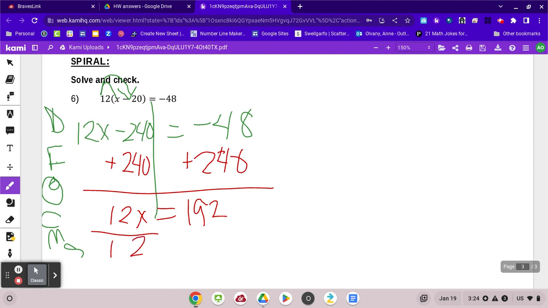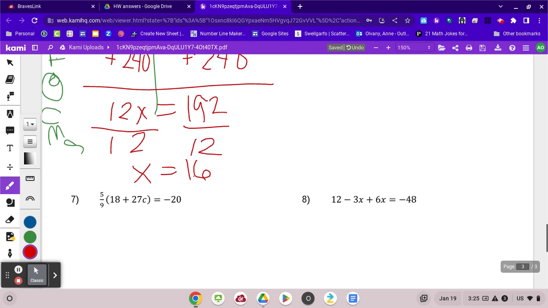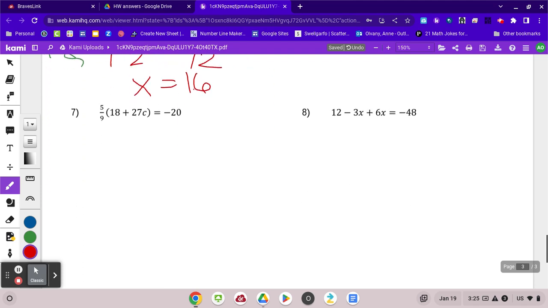Opposite of multiplying is dividing. And 192 divided by 12 is, oh, I don't like that answer. I feel like I did something wrong here. I'm going to pause this and check it out. Okay, great news. I just hit the button twice, so I divided twice. This is x equals 16. You can always check that to make sure. Once I put my glasses on and looked at my calculator, I could see what I did.